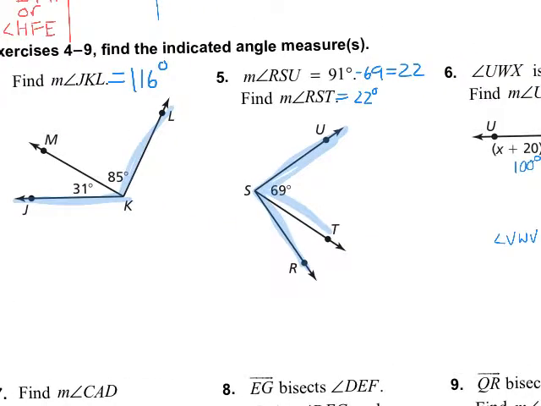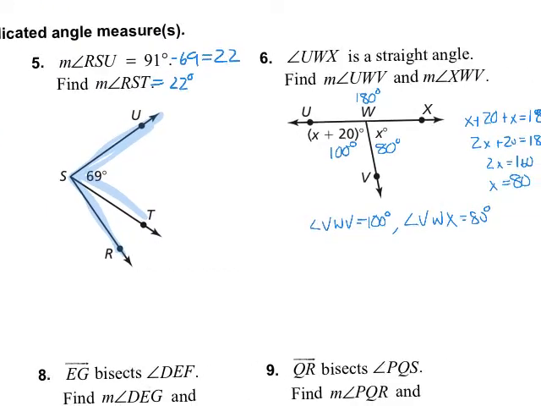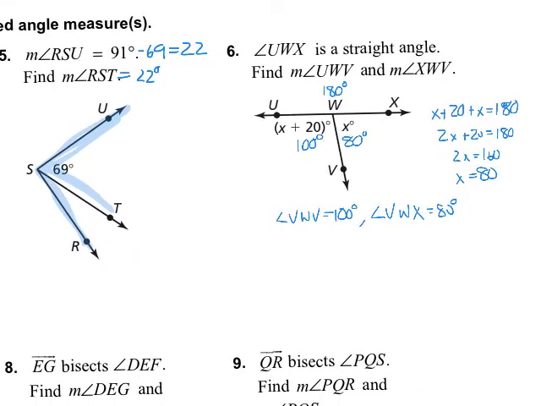Any questions on those? Okay, for number 6, we know that UWX is a straight angle, meaning that it's 180 degrees. So I can add up the sum of the parts, x plus 20 plus x, and set it equal to 180. And that's my equation that I set up over here. I solved down to get x equals 80. Remember, x equals 80 is not my answer. I got to plug it back in. So 80 plus 20 is 100.